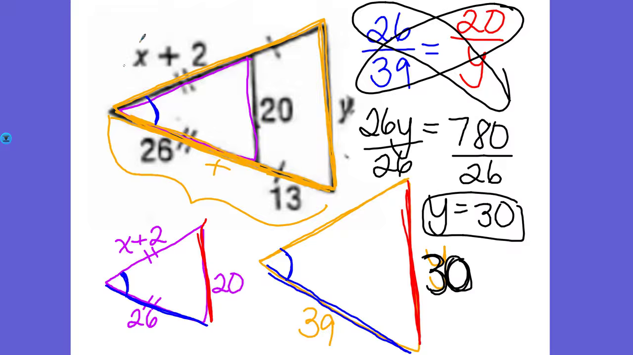And then I also want to solve for x, but that's really easy because these are marked with congruent signs, with tick marks, so I can just set them equal. So x plus 2 should be equal to 26. So x is 24.